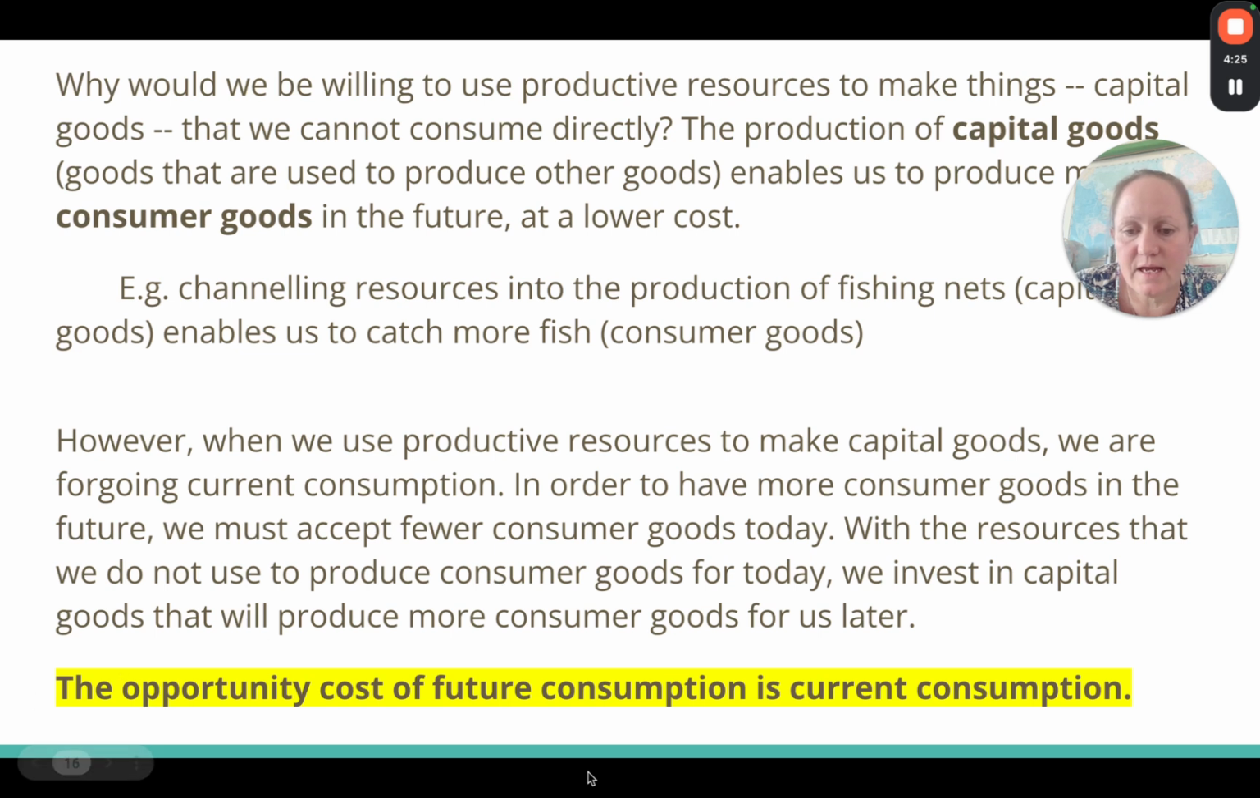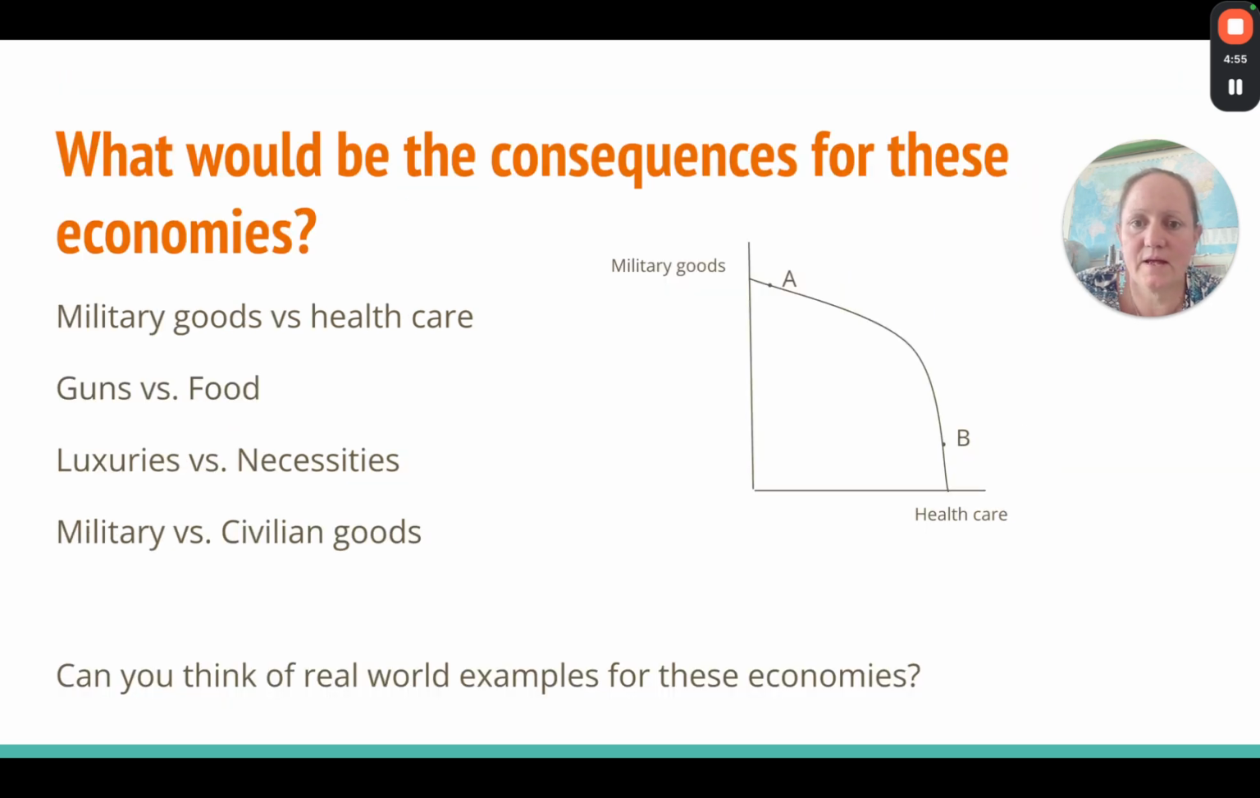And so the big rule in this case is the opportunity cost of future consumption is current consumption. So what you're giving up for your future consumption is your current consumption. You're giving up something today in order to have something tomorrow. This is just like putting money in the bank. If you put a little bit of money away from your paycheck, it means you can't spend that money or buy things with it. But if you put it in the bank, it means in the future you'll have more money to spend. So this demonstrates the same argument.